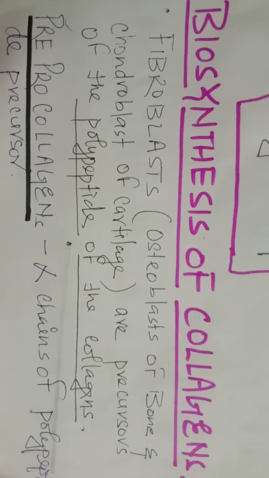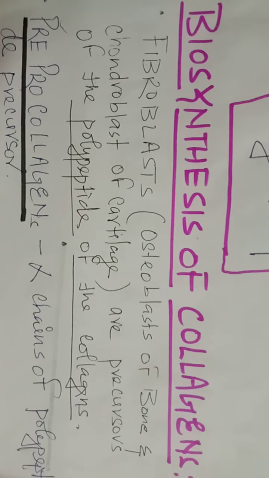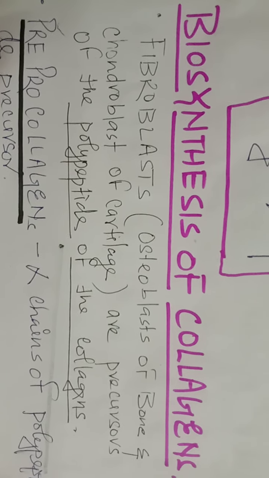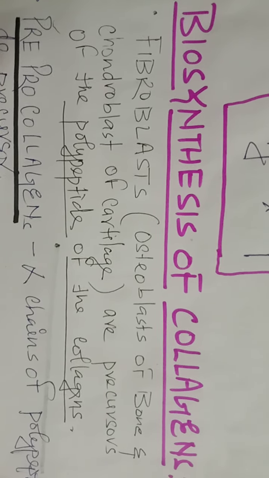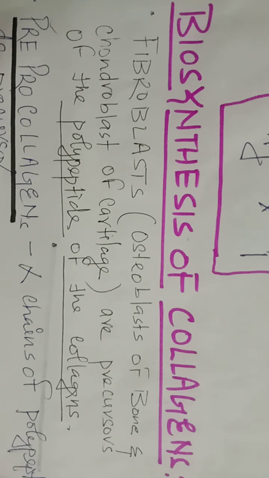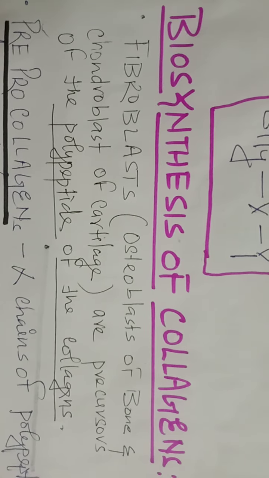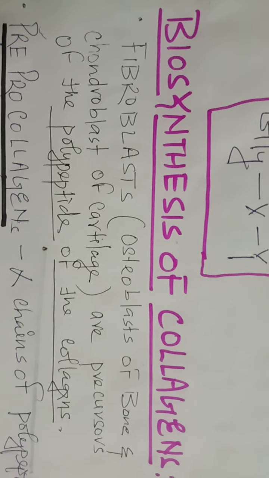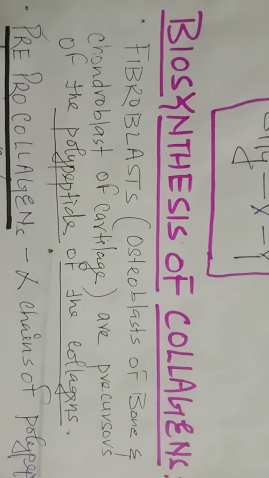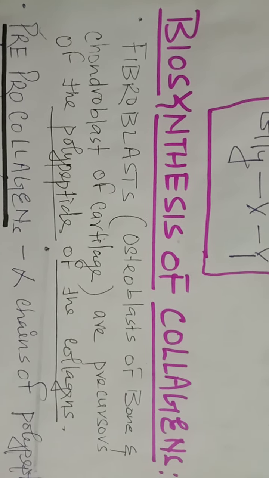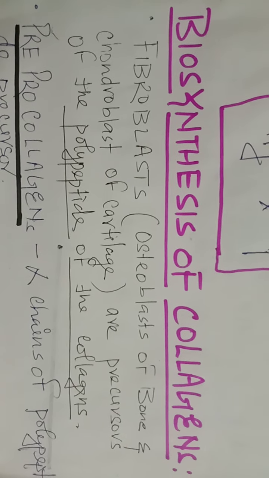And if you are saying fibroblasts, then here two content. One is osteoblast, which arises from the bone, and another is chondroblast, which arises from the cartilage. Cartilage is a source for chondroblast cells, and the bone is a source for the osteoblast cell. These are the precursors which will be responsible for the formation of the polypeptide of the collagen. So, with the help of osteoblasts and chondroblasts, there will be the formation of the first stage of it, that is called pre-procollagen.